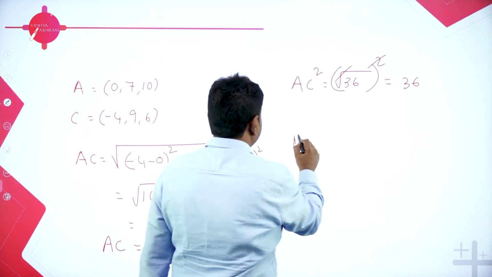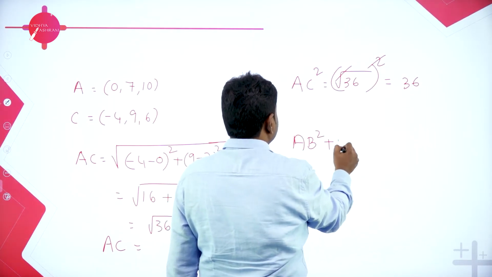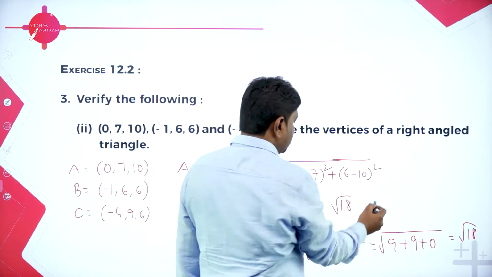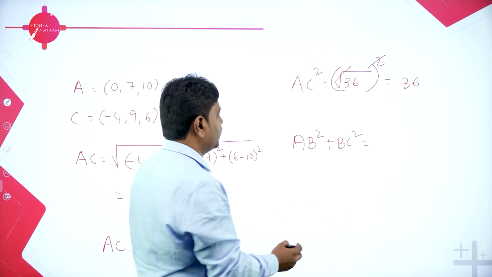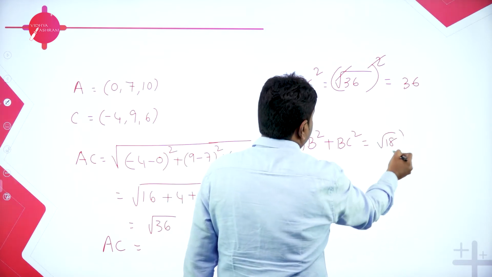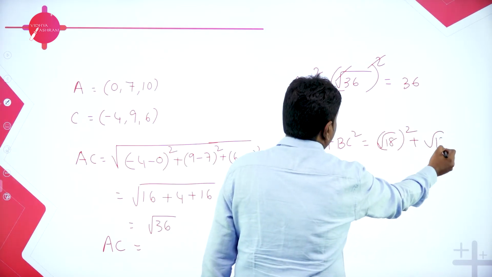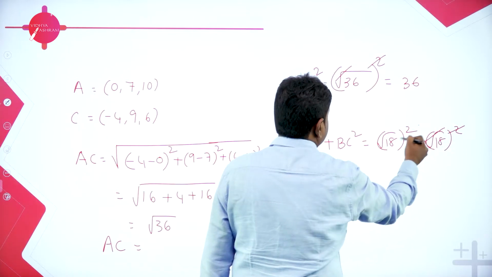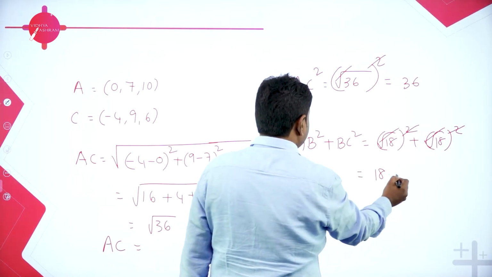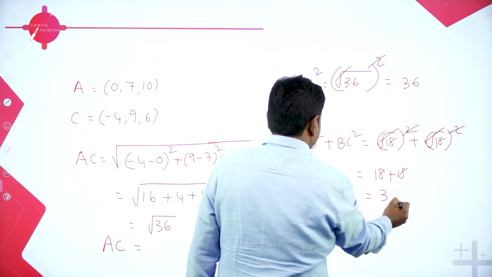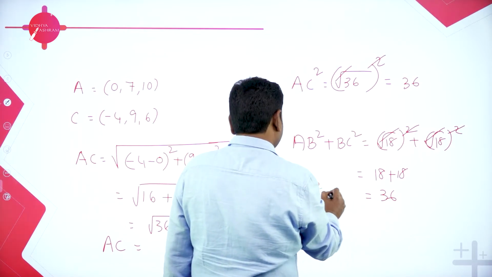Now you perform AB square plus BC square. AB square plus BC square means AB we got root 18, BC also we got root 18. So it will become root 18 the whole square plus root 18 the whole square. So square root cancels, square root cancels, 18 plus 18 gives you what? 36. So call it as equation 2.